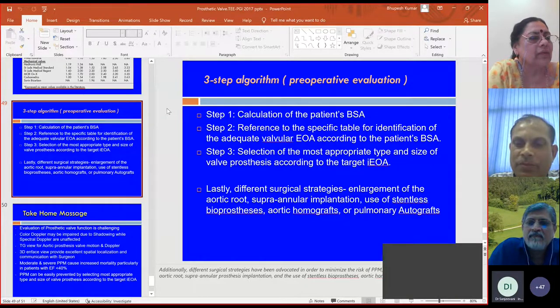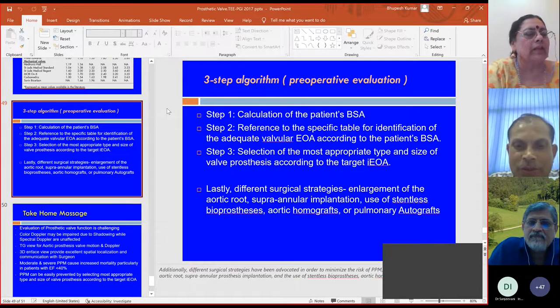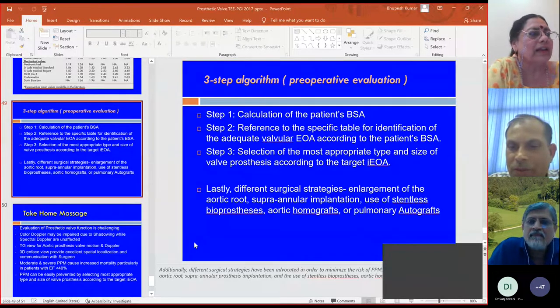Because LVOT and aortic root, but many a times annulus is forgotten. Yeah, so we must, as a routine, make it a point to measure the effective orifice area index.